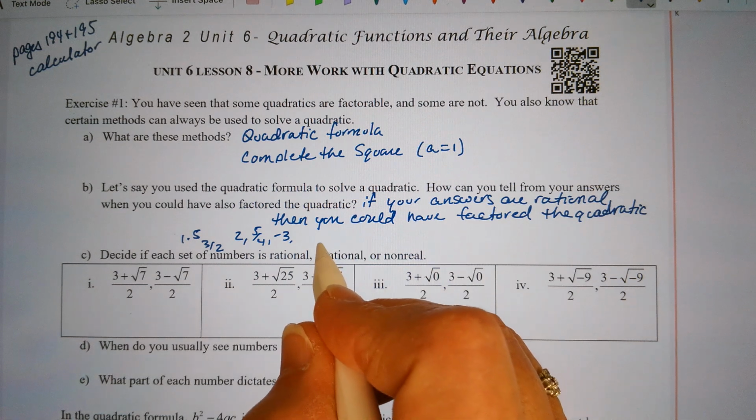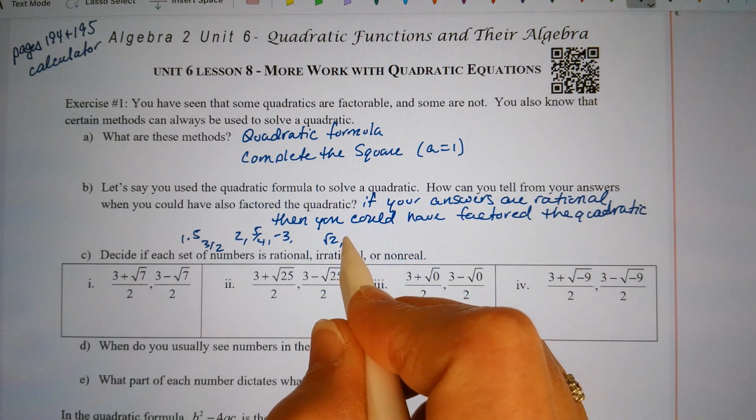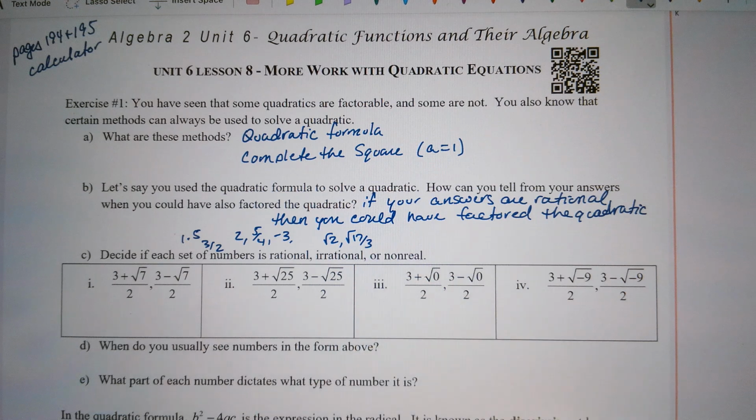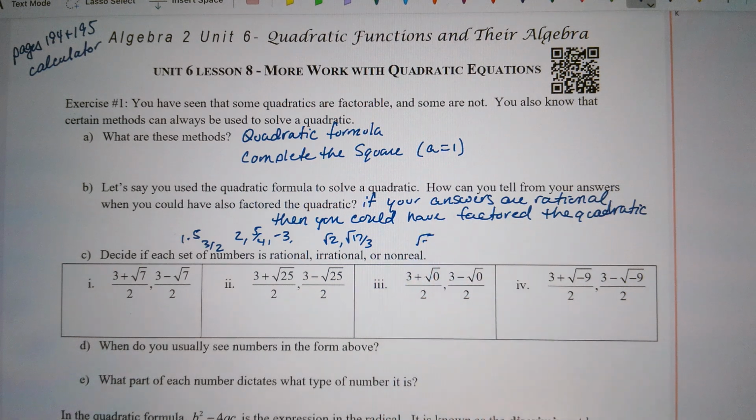What's irrational is the square root of 2, the square root of 17/3. If you have a square root that cannot be simplified, that's not a perfect square, then that's an irrational number. And non-real is when we have a negative underneath the square root. Okay, so decide if each set of numbers is rational, irrational, or non-real.